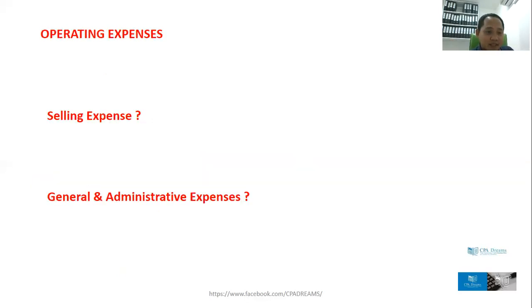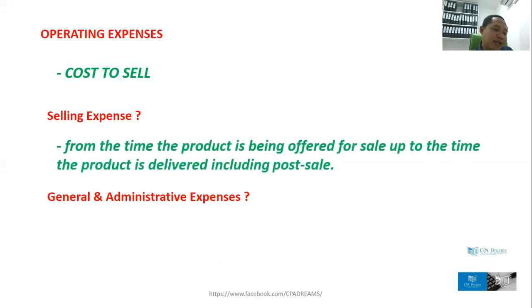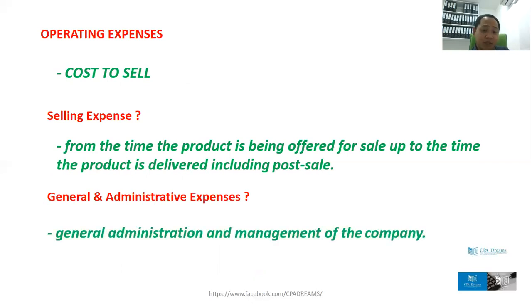For operating expenses, they are divided as well. Another term for operating expenses is the cost to sell. Okay? So for selling expense, this means the time the product is being offered for sale up to the time the product is delivered. This includes all post-sale expense. Okay? So general and administrative expense, ito naman yung general administration and management of the company expense. So dito papasok yung mga utilities, dito papasok yung mga amortization, depreciation. Sa selling expense, nandiyan yung mga salaries ng salesman, commissions.